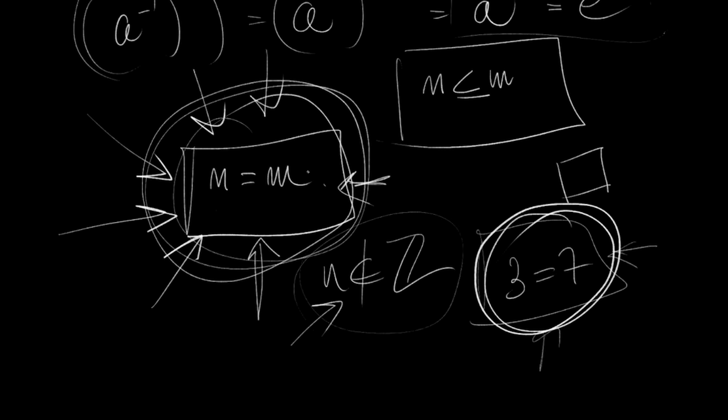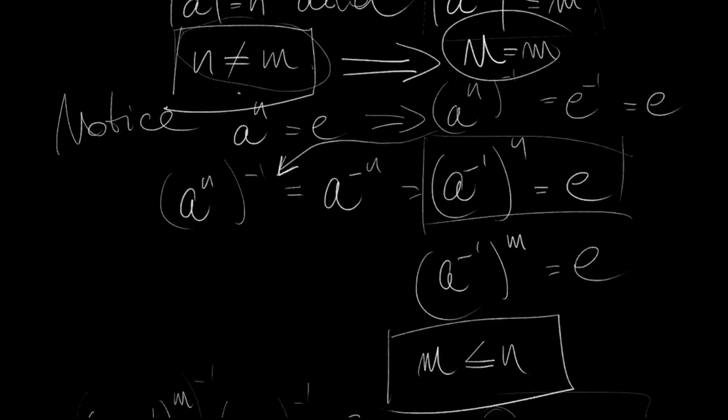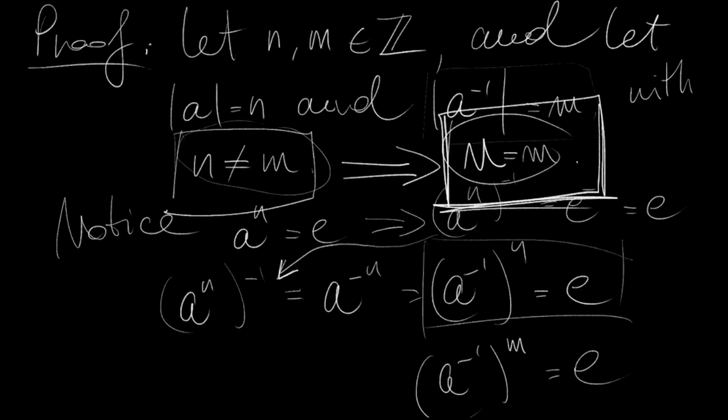But anyway, at the end we can conclude from here, since our assumption has been contradicted, that this is the result. And since n equals m, then the order of an element is equal to the order of its inverse.